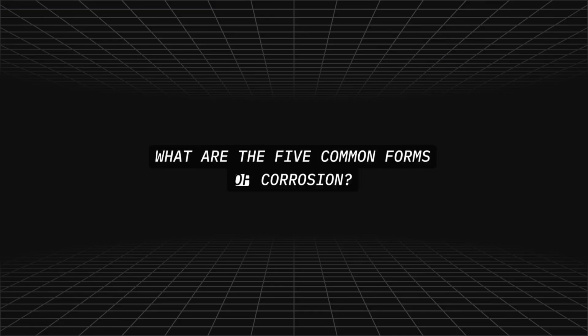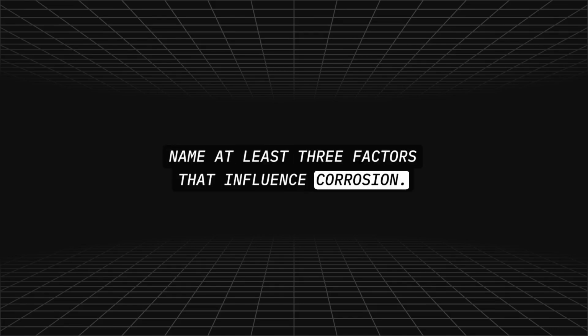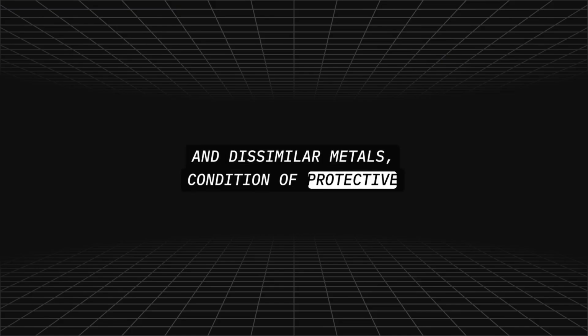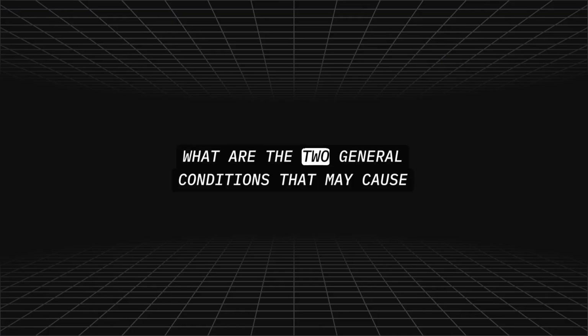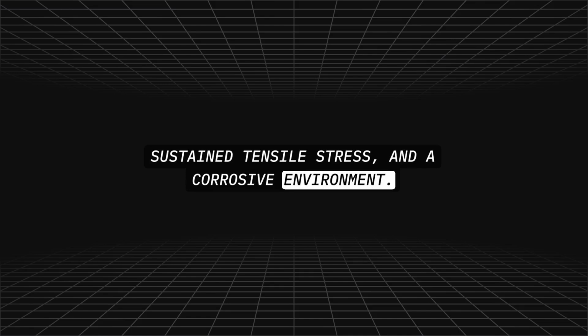What are the 5 common forms of corrosion? Fretting, dissimilar metal, intergranular, surface, and steel corrosion. Name at least 3 factors that influence corrosion. The temperature, type of metal, availability of electrolytes and dissimilar metals, condition of protective coating. What are the 2 general conditions that may cause stress corrosion cracking? Sustained tensile stress and a corrosive environment.